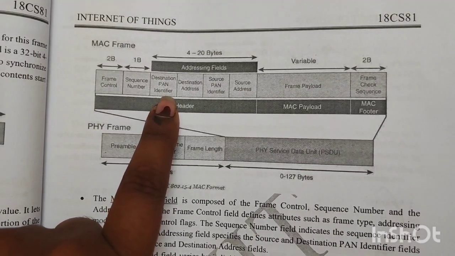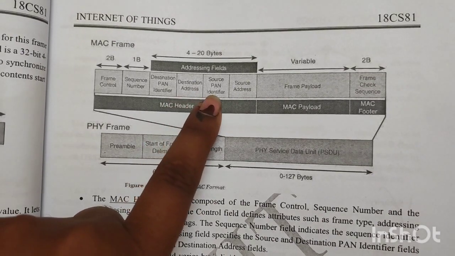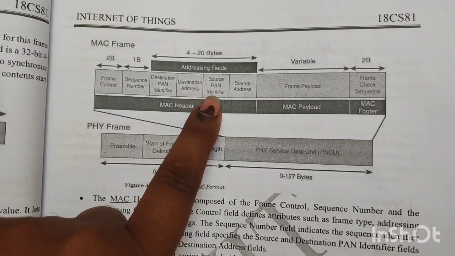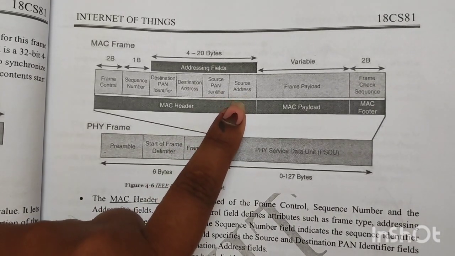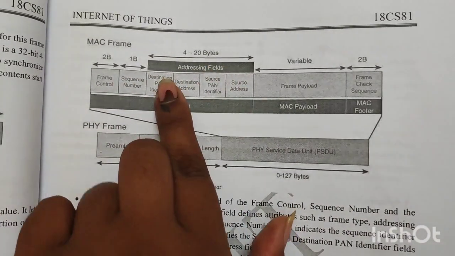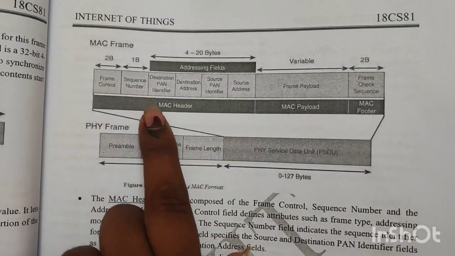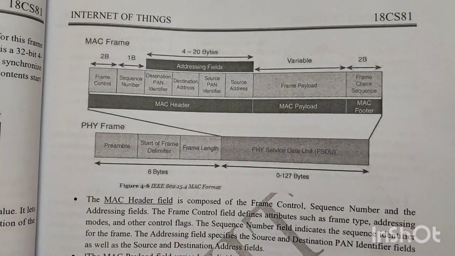So you're giving their PAN identifier, and then you're giving their destination address, that is your friend's phone. And then you have your source PAN identifier, that is your house network connection, and then you're giving the source address, that is your phone address. So this is what happens over here. These four are your addressing fields, and these two are just under the Mac header.